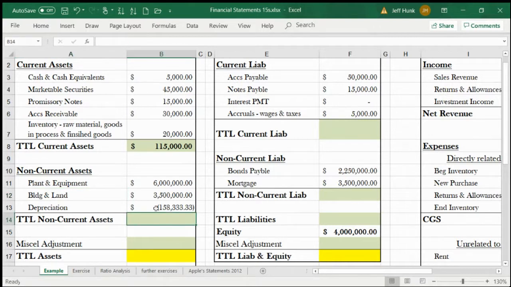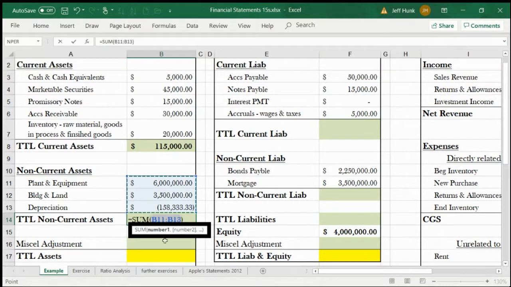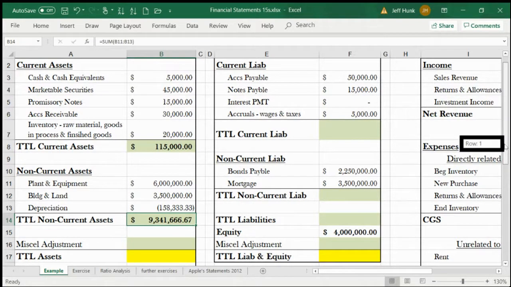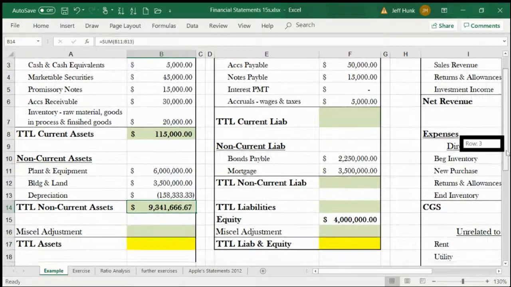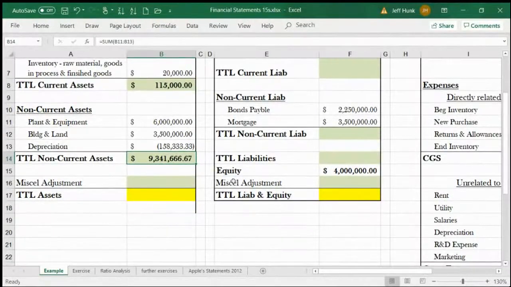Okay, and then of course using auto sum is not a difficult thing. Simply using auto sum, right? You can find that, right? And then, what is miscellaneous adjustment? We'll get to that later. So then total assets.